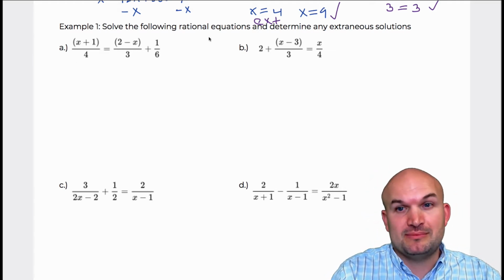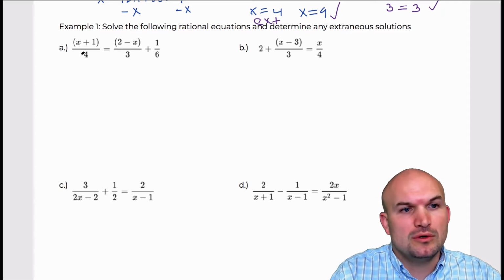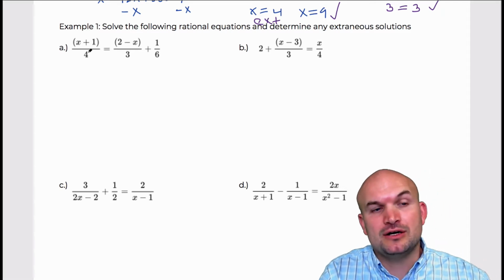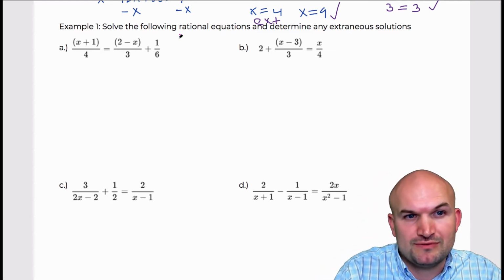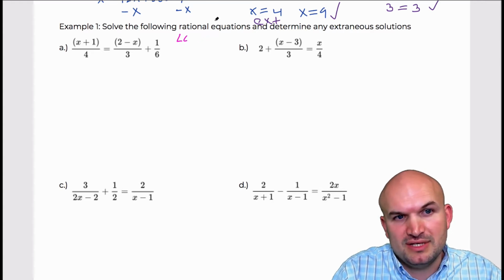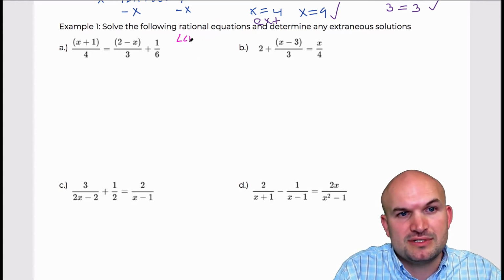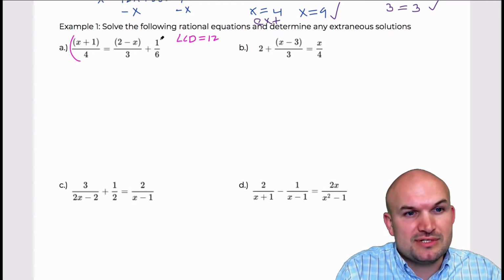So what I'm going to do is identify the LCD, which is going to be the common multiple of 4, 3, and 6, which in this case is going to be 12. So I'm just going to write that in there so I remember it. Or not LCM, it is the common multiple, but a lot of times we just refer to it as the denominator, equals 12. Now what I'm going to do is multiply everything by 12, okay?